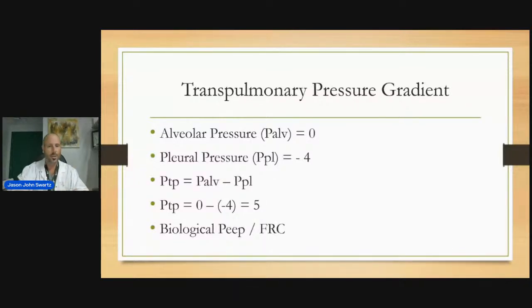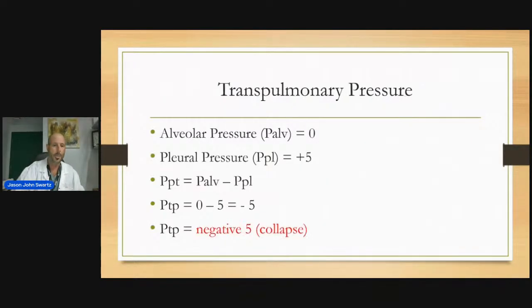So just quickly, let's say alveolar pressure is equal to atmospheric at rest before taking the breath in. The pleural pressure is -4. So transpulmonary pressure is measured by P alveolar minus P pleural, 0 minus -4. Sorry, this is supposed to be obviously +4. And like I mentioned, this is what creates our biological PEEP and maintains our functional residual capacity.